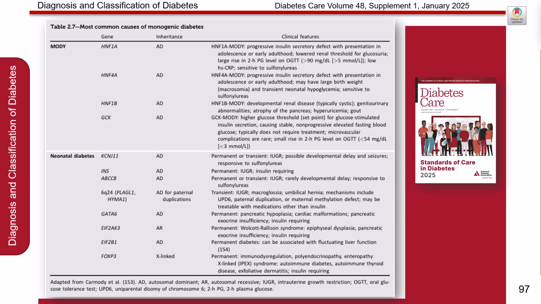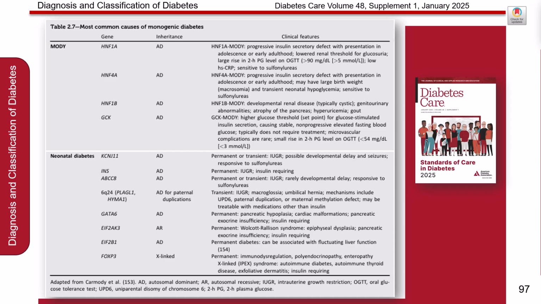Gene: EIF2AK3. Inheritance: passed down from both parents. Clinical features: permanent condition. Associated with a syndrome that affects bone growth, digestive enzyme production, and requires insulin treatment. Gene: EIF2B1. Inheritance: passed down from one parent. Clinical features: permanent diabetes. May be linked to fluctuating liver function.